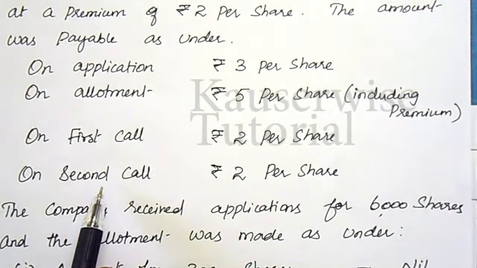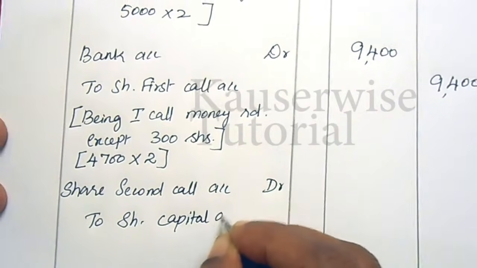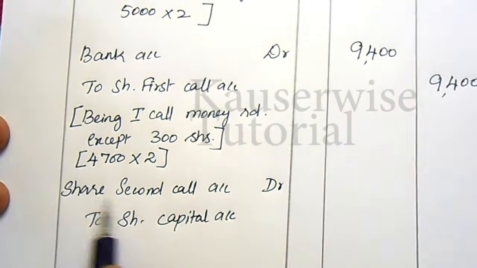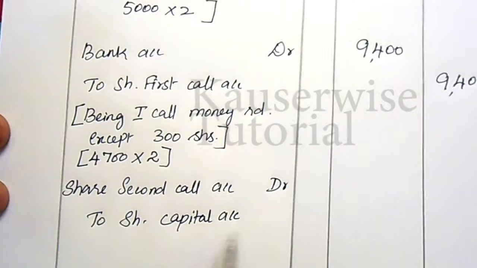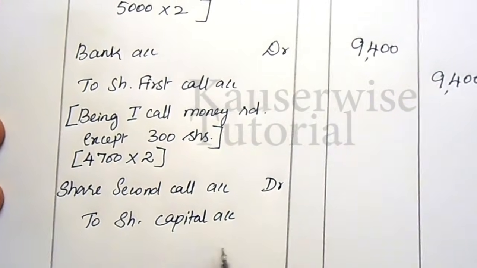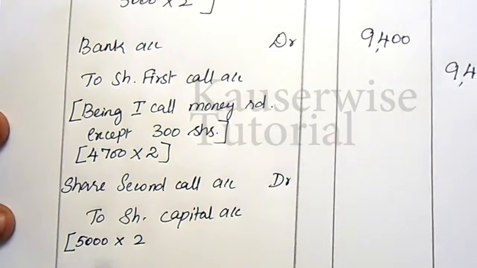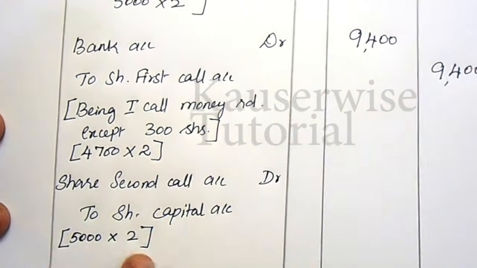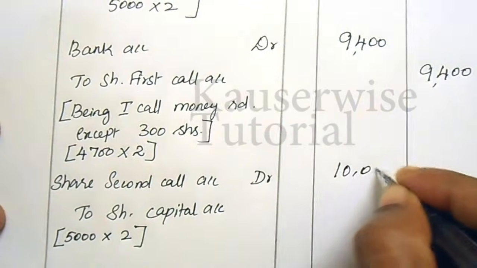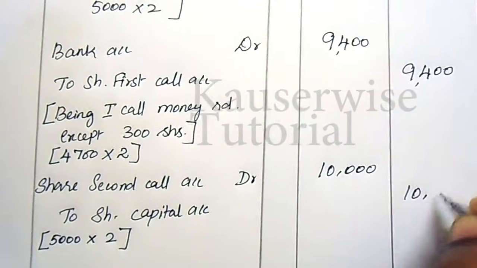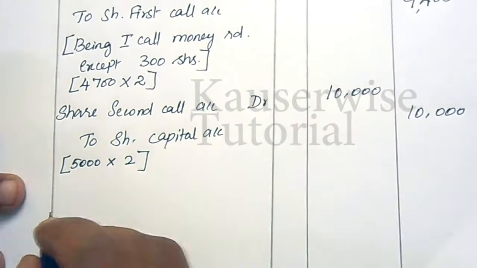First you have to make the due entry. The due entry is share second call account debit to share capital, being second call money due. How many shares? Same thing, 5,000 shares into 2 rupees per share, 10,000. Second call money due is 10,000, and the last one is second call received.